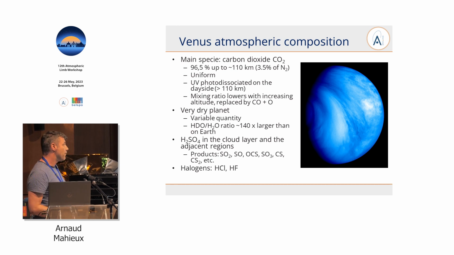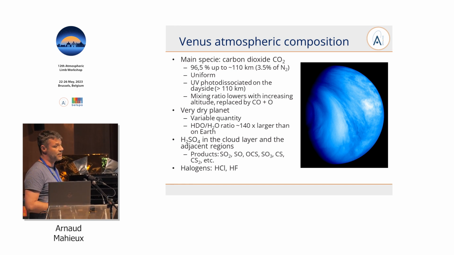The main species of the Venus atmosphere is CO2, 96.5%. It is uniform. When you go up in altitude, above approximately 110 kilometers, CO2 gets gradually replaced by CO and oxygen because of CO2 photodissociation.